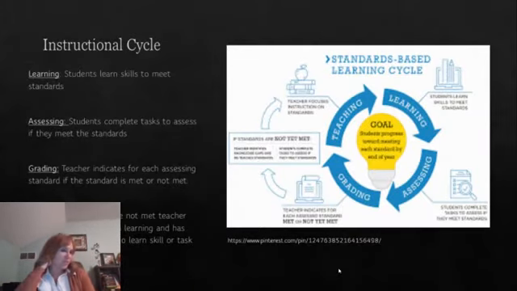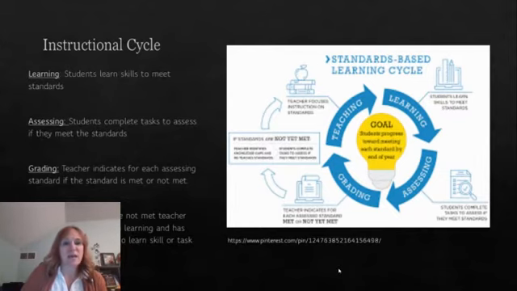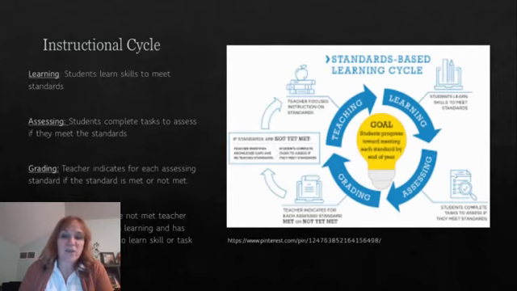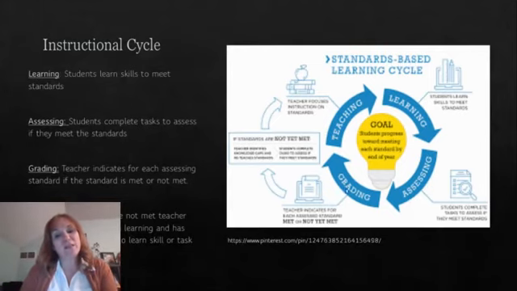When we think about the instructional cycle, we really want to look at the learning that happens. The learning part is where students learn skills to meet that standard. So that standard is presented to the students, and that learning takes place where students get time to practice and work with that target or skill. After the learning, we go into the assessment part. Students complete tasks that can be assessed to see if they're actually progressing to meet those standards. Now, those can be formative or summative assessments, but either way, that area goes into the grading process.